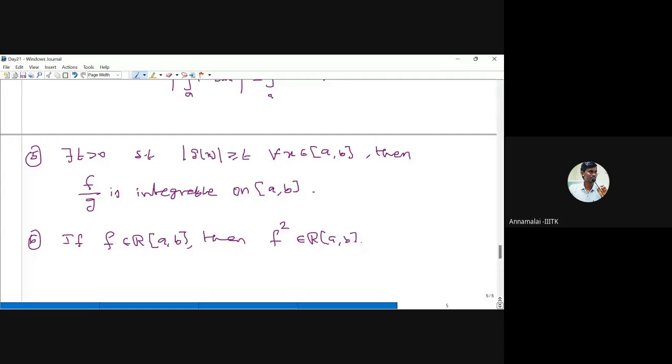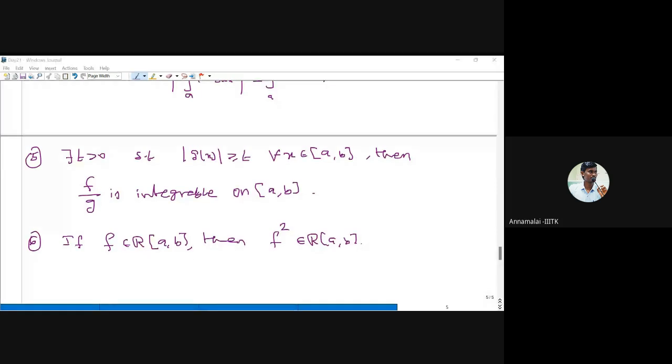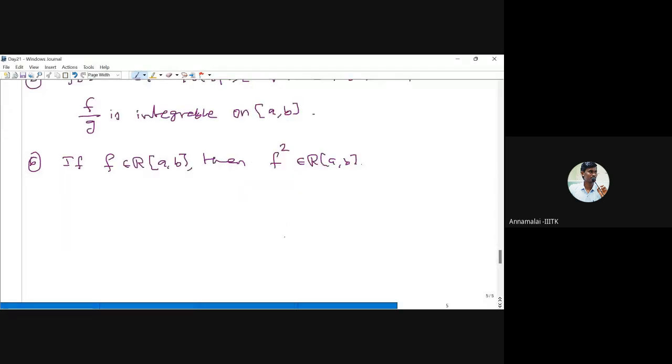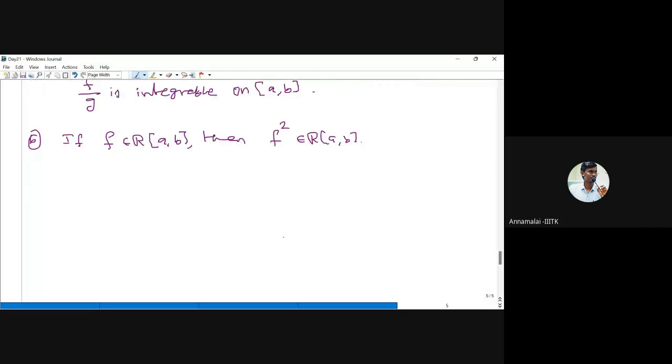So the next important theorem is the mean value theorem for integrals. We studied the mean value theorem for continuous and differentiable functions, but here it is the mean value theorem for integrals. That we call the first mean value theorem. The theorem is called the first mean value theorem for integrals.